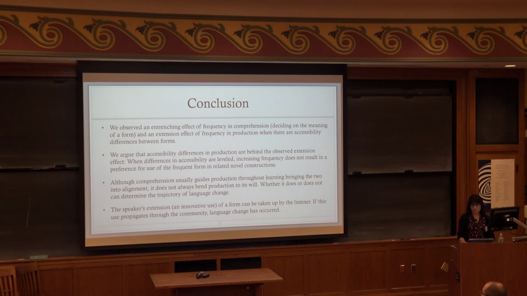It's important to remember that the listener has no access to the speaker's beliefs, so I would like to emphasize this comprehension-production dissociation. Maybe the speaker has certain beliefs about these form-meaning mappings, which might show up in comprehension, but the listener doesn't have access to those. What the listener has access to is the speaker's use of those forms. And if they're taken up, then language change occurs.